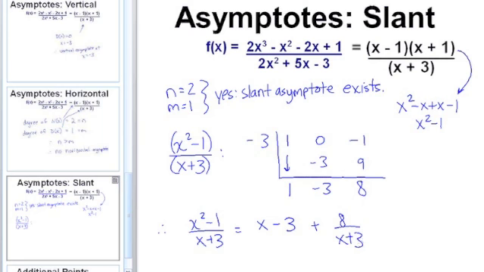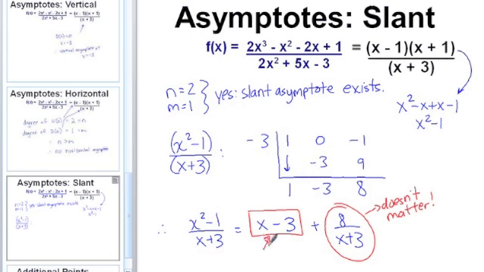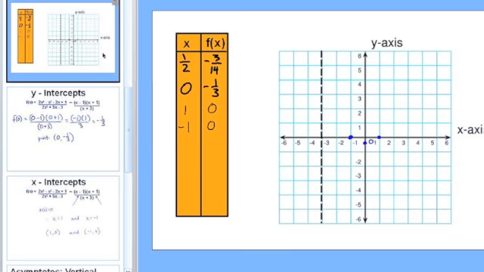Now that remainder portion doesn't matter at all. That's not part of the function. The slant asymptote is just x minus 3. That's because when x gets really large, 8 over a really large number is basically just 0. So that's why, for the slant asymptote, we can ignore that remainder portion. And so there's our slant asymptote.